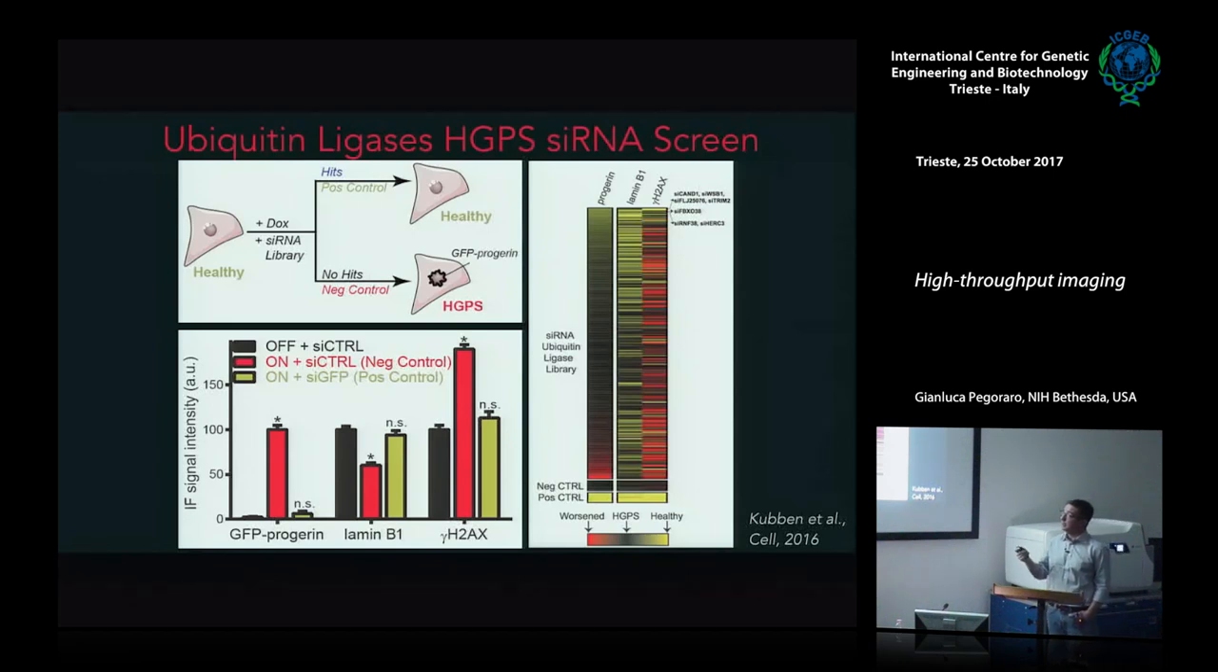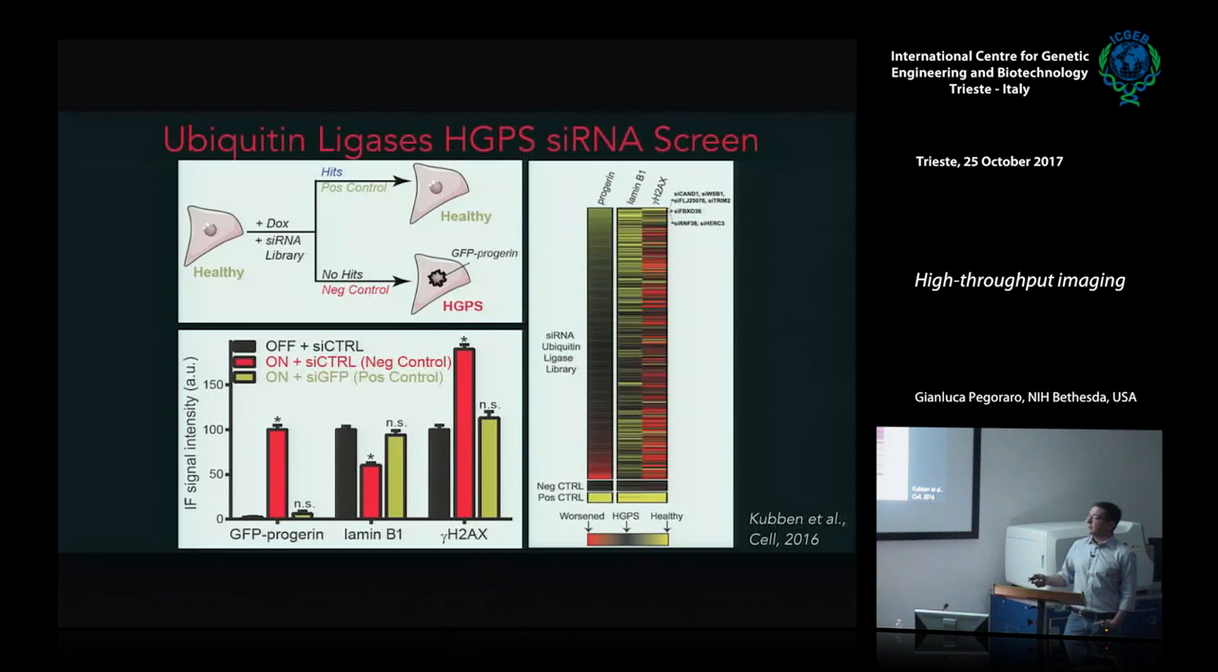And the idea here, once again, is to induce EGFP-progerin with doxycycline and at the same time transfect with the siRNA library. And the idea here is to find genes that, when knocked down, can actually preserve the healthy state, and so we have suppressors of HGPS. As I mentioned before, controls. Nard was very diligent in this. As shown here are some of the technical and biological controls.